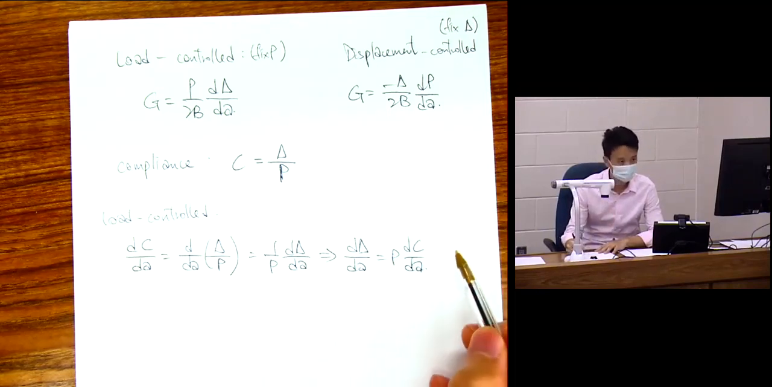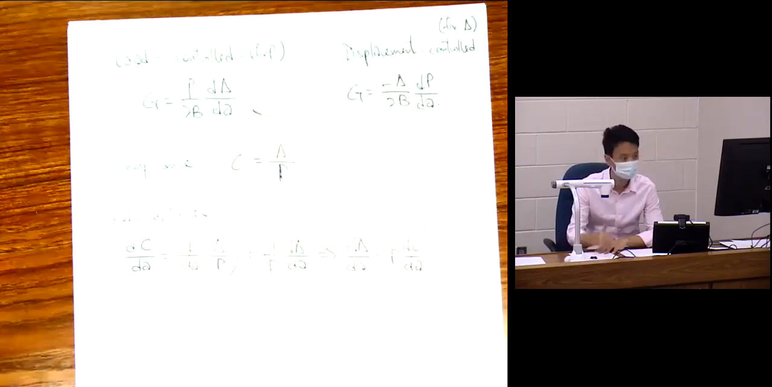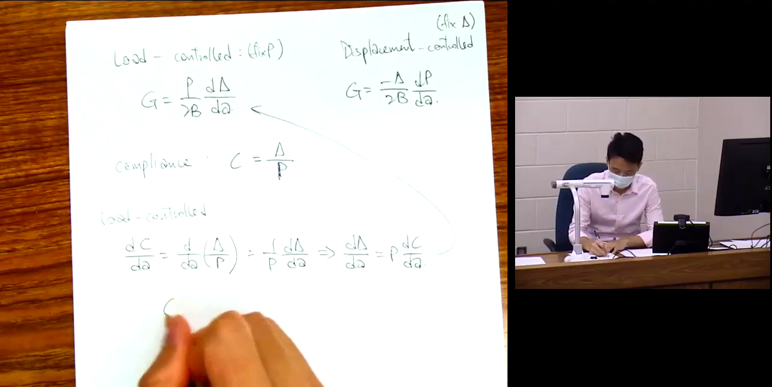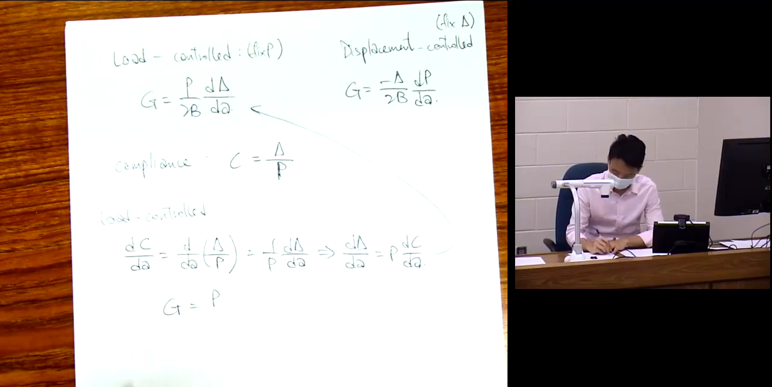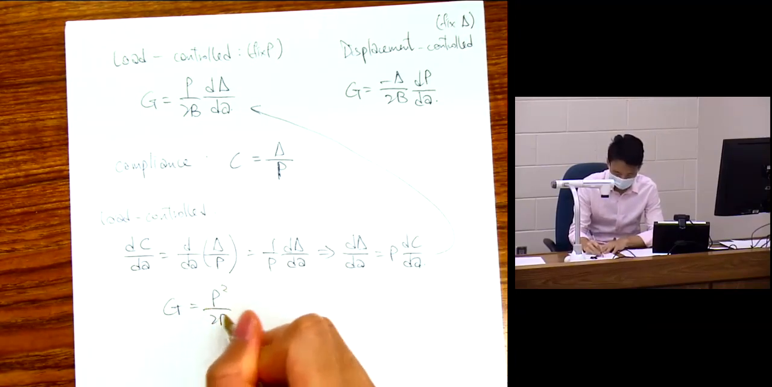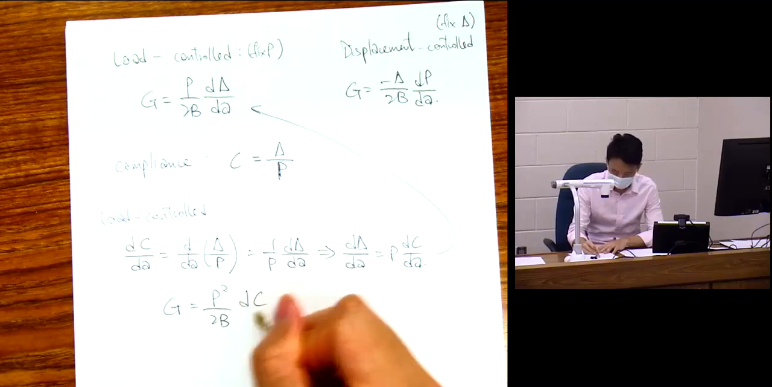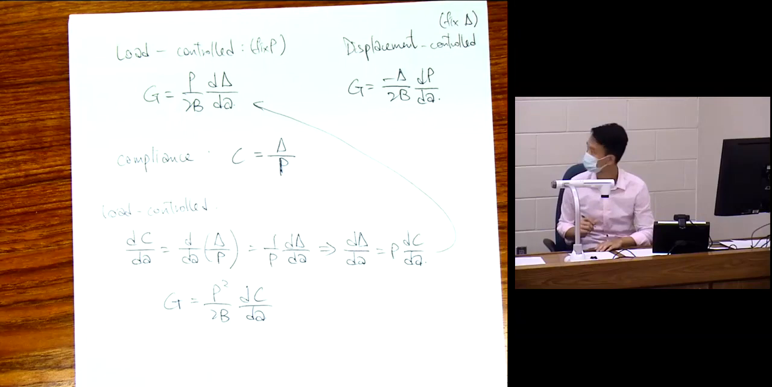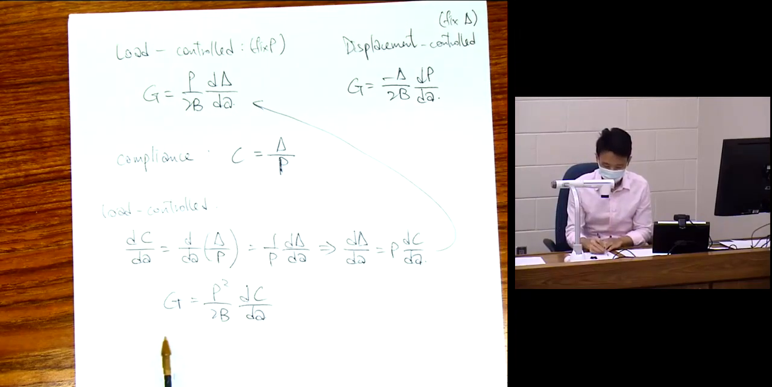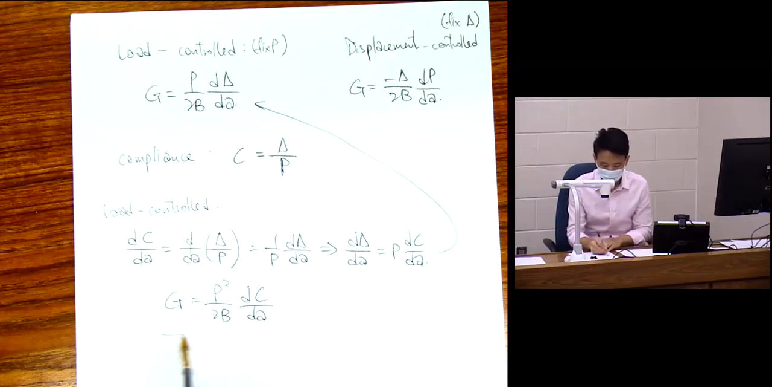Now this one can be substituted into this original formula, and you get G equal P squared over 2B dC/dA. Okay, just substitute that into here. So this is a different way of writing the energy release rate in the case of load control.